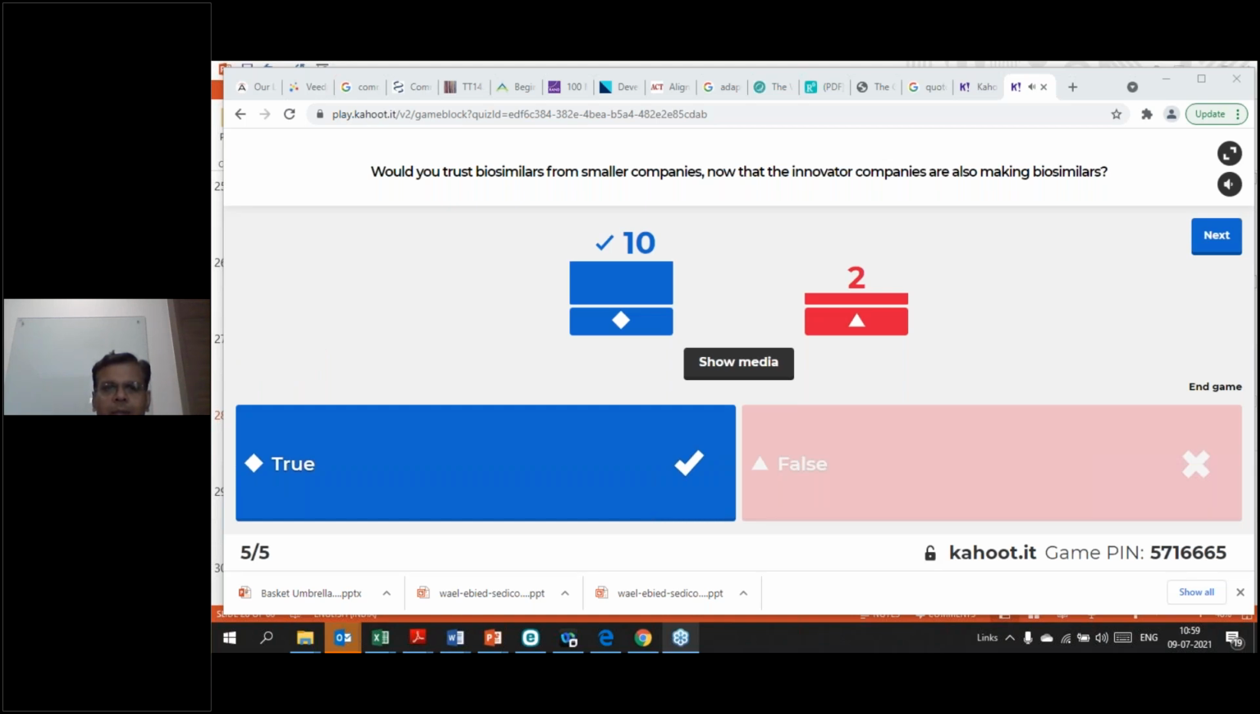So you trust small companies. That's good to know. So you would also be prescribing or giving drugs from small companies. That's nice.